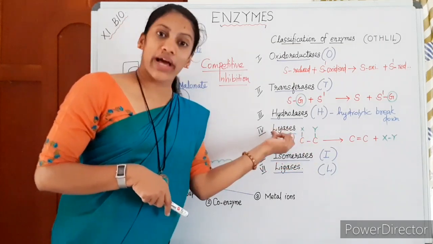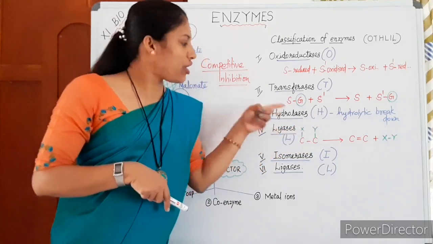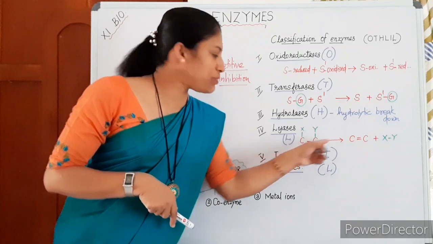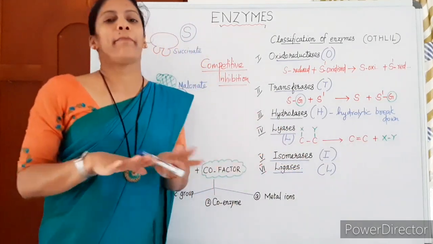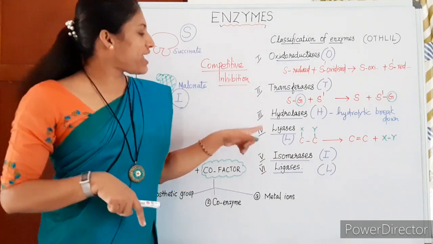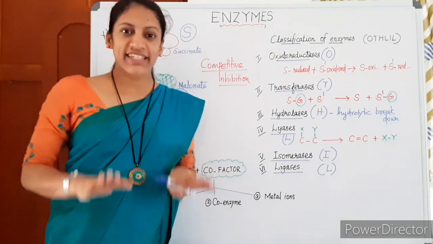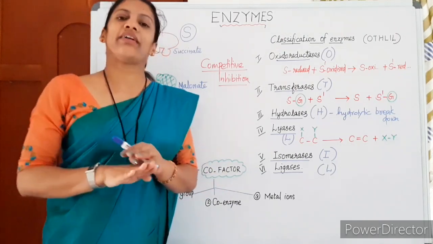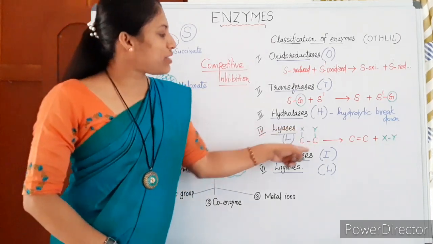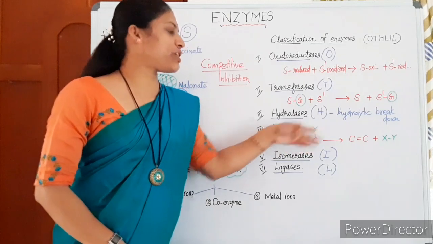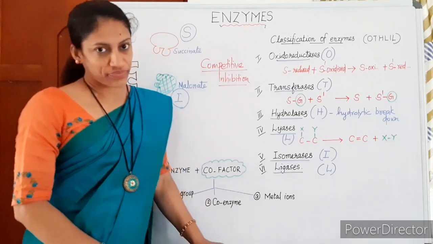And after the action of lyase, what happened? This is breaking the bond of X and Y. The bonds are broken, and this is leading to a double bond between carbon and carbon, and these two are released. So it's a breakdown process, but not by hydrolysis. So lyases catalyze lysis, breakdown, but by a process other than hydrolysis. You can make it clear with this example. X and Y, these groups are removed by a breakdown process. It leads to the double bond structure.